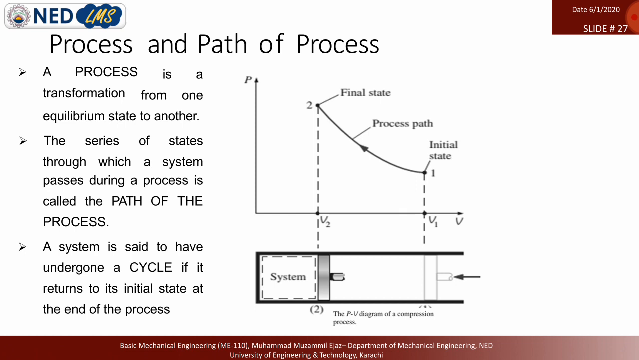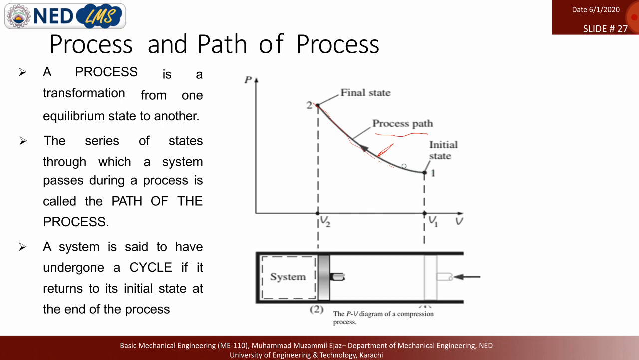Now come to the basic process and path of a process in thermodynamics. Let's understand this. A process is a transformation from one equilibrium state to another. You can see from this image that it is a process. The line from state 1 to 2 is a process. The series of states through which the system passes during the process is called the path of the process. So you can see that this is a process path.